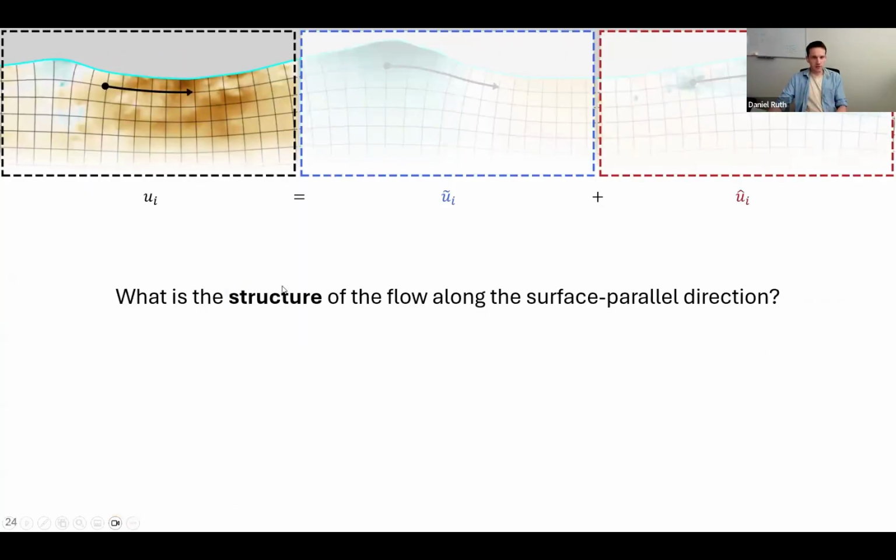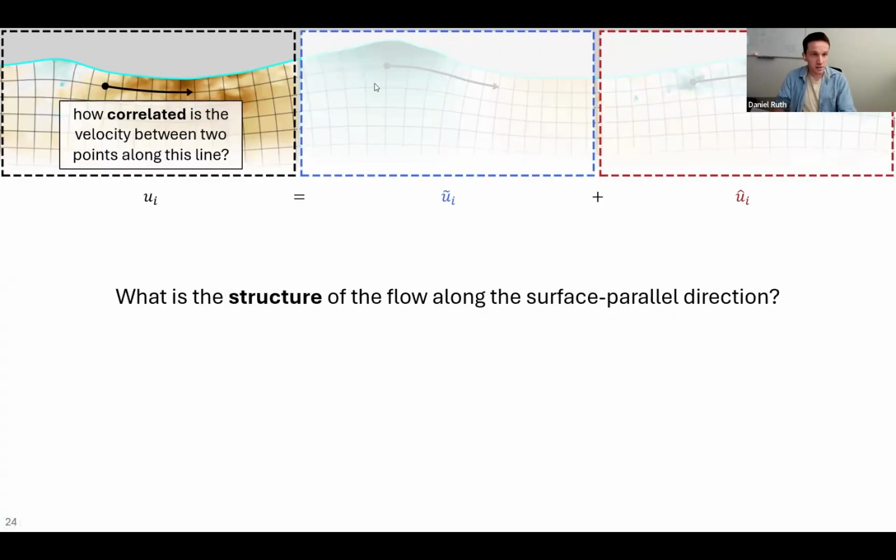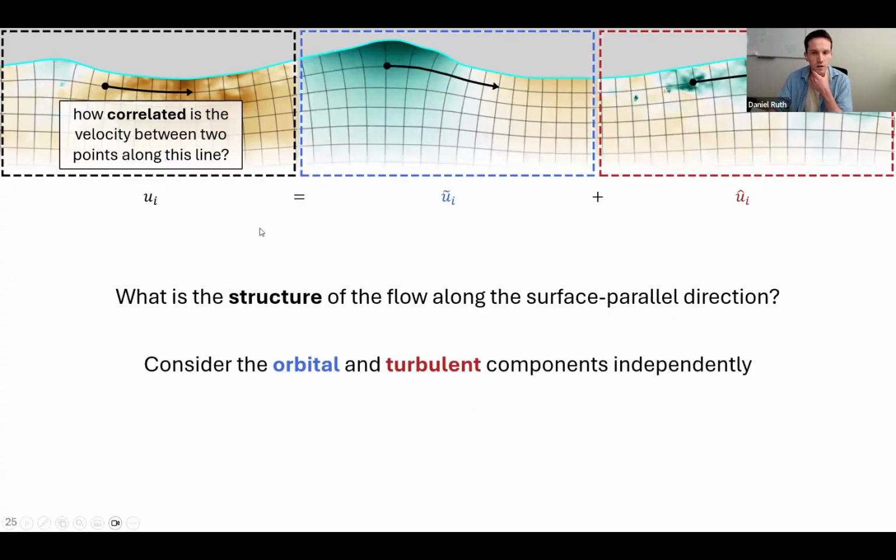And to do some physical analysis here, we can start by considering the structure of the flow along this surface parallel direction. So specifically what we want to look at first is how correlated the flow is with itself between 2 points that are along this line, which is at some fixed distance beneath the surface. But then because we've done this triple decomposition, we can consider the orbital and the turbulent parts independently and see how both are contributing to the overall correlation.